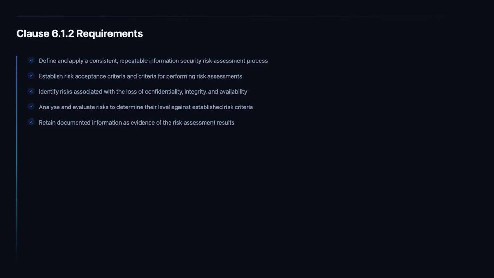ISO 27001 requires the organization to retain documented information about the risk assessment results as evidence that the process was conducted. This documented evidence, the risk register, the risk assessment methodology document, and any supporting analysis, will be reviewed by the certification auditor to verify that the risk assessment is genuine, comprehensive, and has been conducted in accordance with the documented methodology. The absence of documented evidence is treated by auditors as evidence of absence.